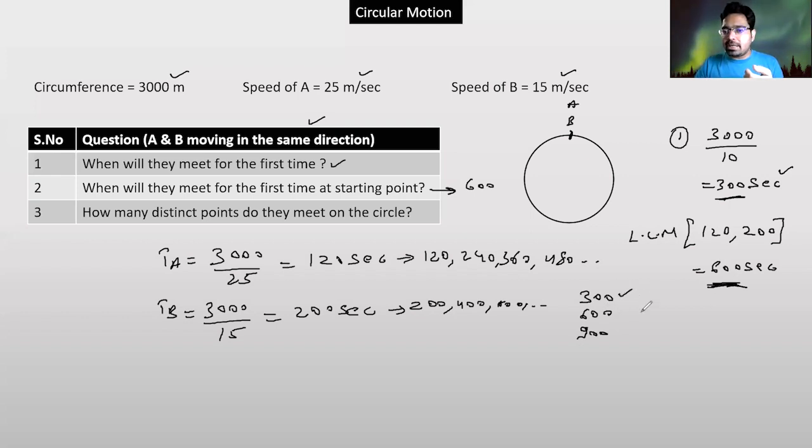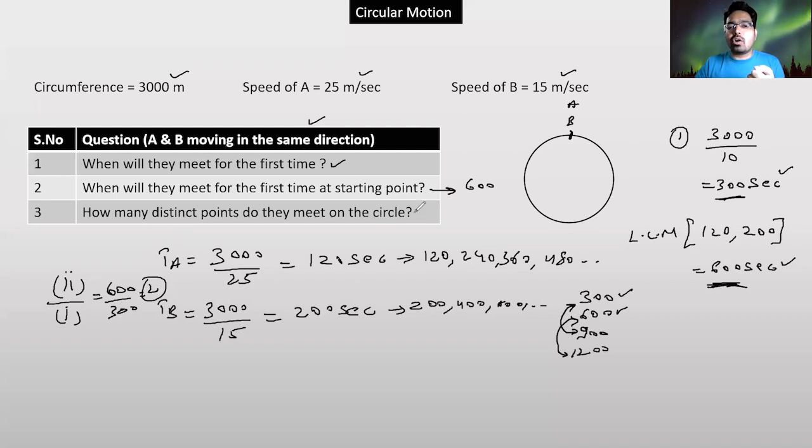So your first point will be a distinct point. Your second point is 600 seconds, where they are meeting at the starting point. Once they have met at the starting point, the point at 900 seconds will be the same as 300 seconds. So both these points will be the same. And then of course the next point will be 1200, which will be the same as 600, which is nothing but the starting point, right? So effectively, what should I be doing? I should be looking at question number 2 divided by question number 1 as the answer for question number 3. That should be nothing but 600 divided by 300. That will be 2 distinct points on the circle. So the answer to this question will be 2, right?